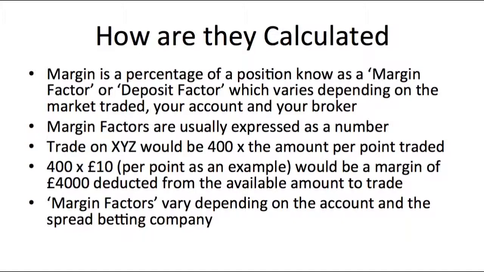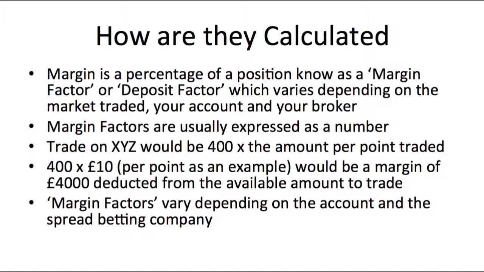So say, for example, we were trading on our fictitious company of XYZ, and XYZ was in one of the US indices. That would usually have a margin factor or a deposit factor of 400 times the amount per point traded. So if we say we're trading XYZ at £10 a point, as an example, which is obviously quite a large amount, you wouldn't necessarily be trading at that level right away, but it would require a margin of £4,000 deducted from your available amount to trade. So that would be deducted from your resources, your resources being the cash balance plus any profit or loss that you currently have.